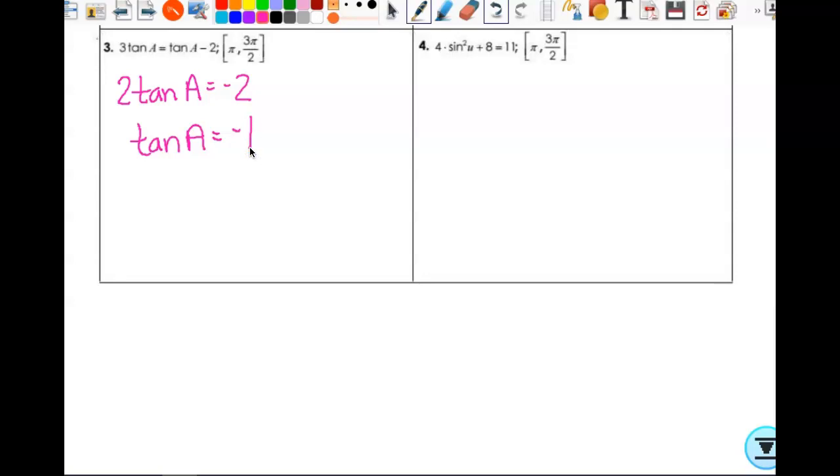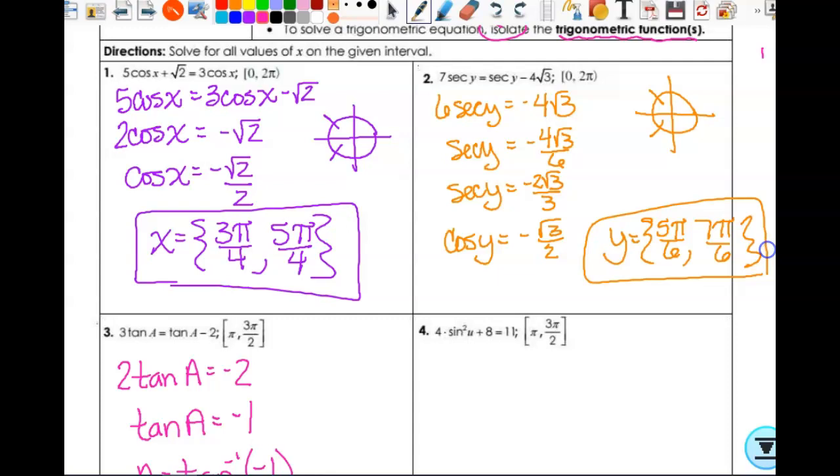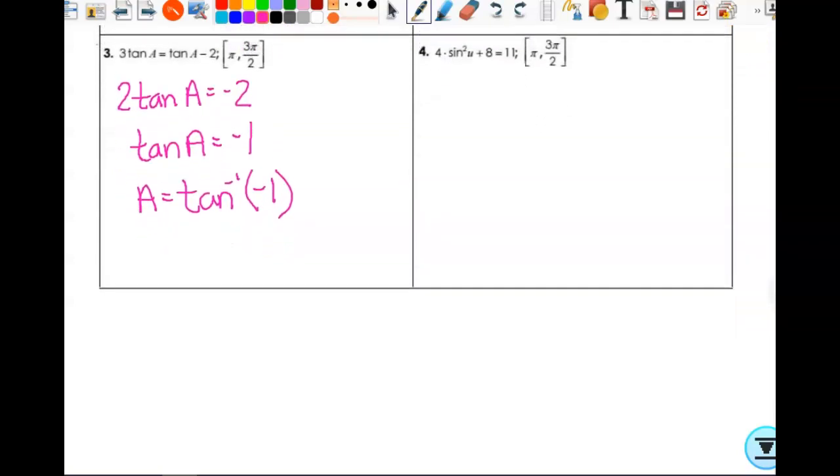So then I would take the inverse. I haven't been writing that, so you can stop here. If you want to write it all the way down to A equals the tangent inverse of negative 1, that's totally fine. I was going to do it on the first one, and then I didn't. We're taking the inverse. We just didn't write that step, and that's okay. If you need to write it so you don't mess something up, that's fine too.